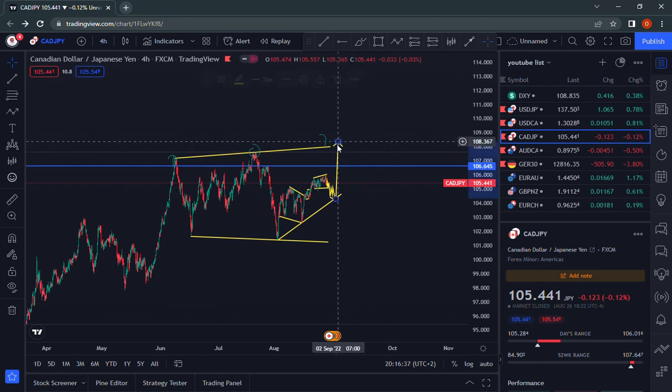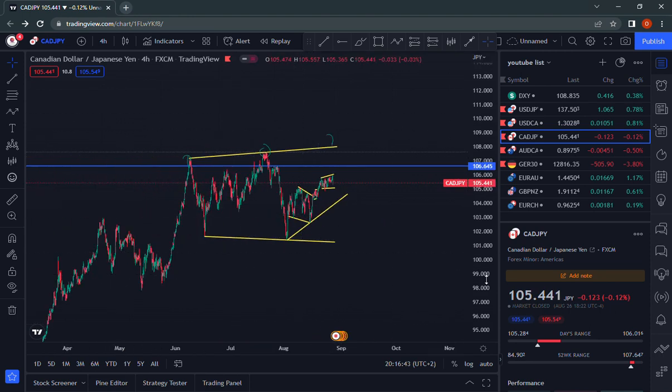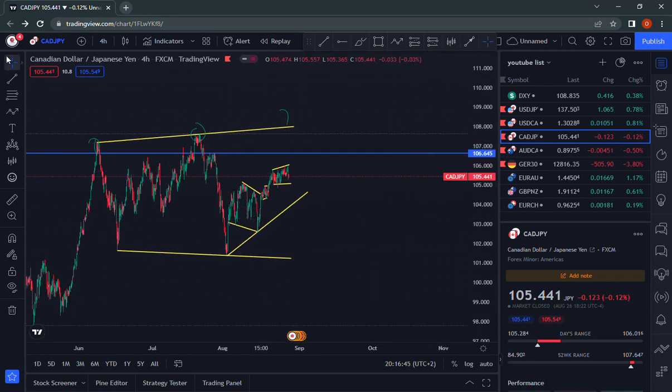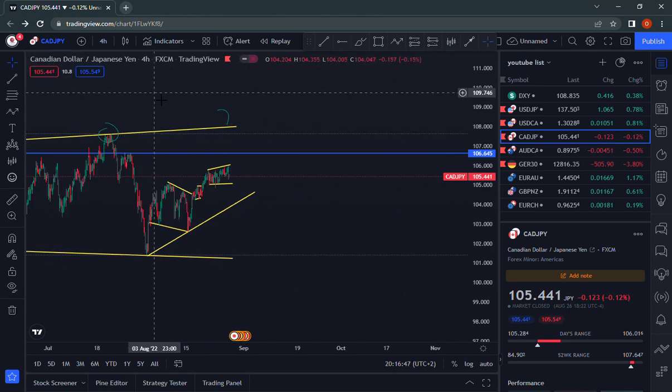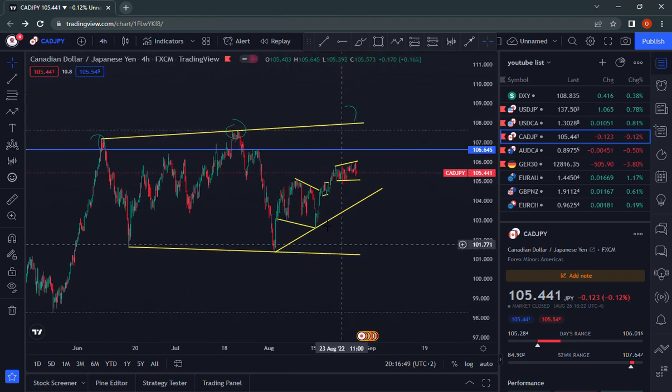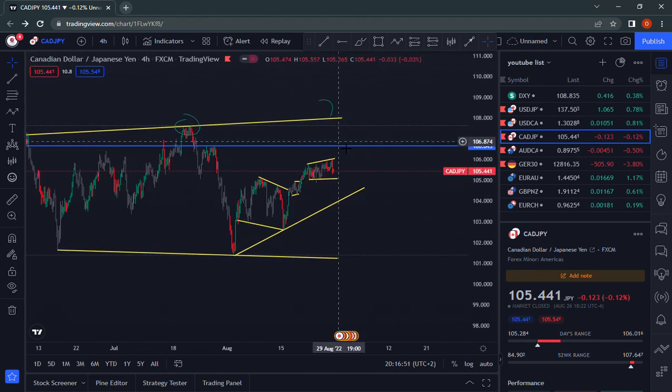So we'll just wait and see how price plays, okay? So that is CADJPY. It's not on my watch list, but I will be monitoring how it plays out, okay?